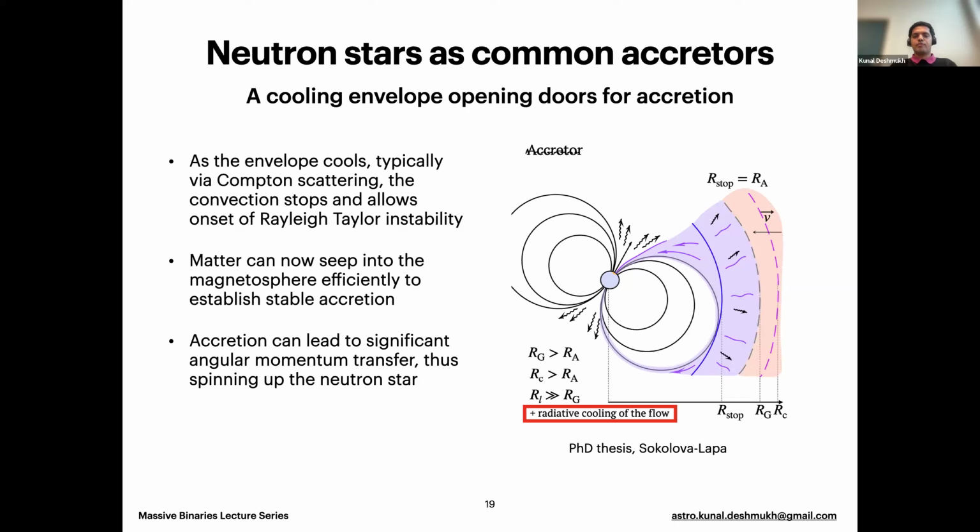Now, if you remember that the rotation axis and the magnetic axis are not aligned, you can probably guess that with such accretion, you can very easily contribute to the angular momentum of the neutron star and spin it up again. So this will basically be a state where we are accreting efficiently, but we are also spinning up the neutron star.